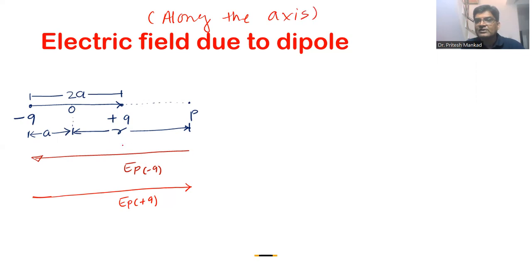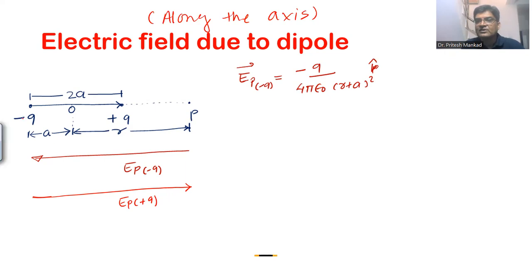You can see over here the point is along the axis, that is along the direction of the dipole, and it is at a distance r from the midpoint of the dipole. What is going to be the electric field at this point P is what is to be discussed here.